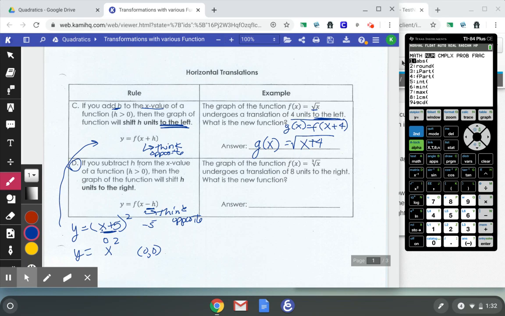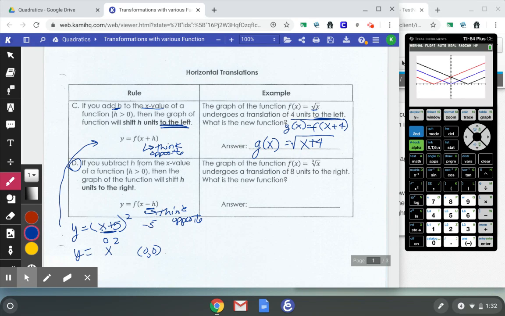And let's see what happens when we do x minus 5. Okay, if I go to graph this, the blue is the parent function. Red is when we added 4, and notice how it shifted to the left, so it goes in the opposite direction. And then the black is when we subtracted 5, so it shifted to the right.